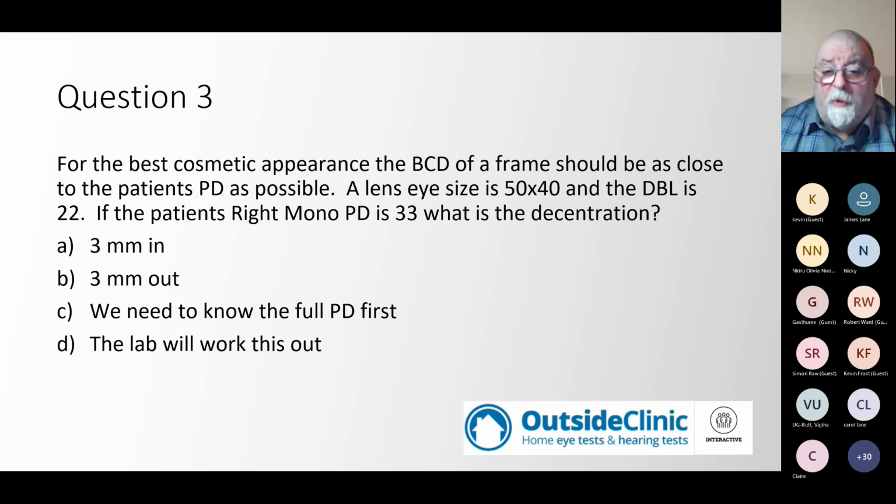36 minus the mono is going to give me 3 millimeters. So I know that the decentration is 3 mil, but is it 3 mil in or 3 mil out? Little trick that we teach to the students. If you do the box center distance divided by 2 minus the mono, if it's positive, your decentration is in. If it's negative, your decentration is out.